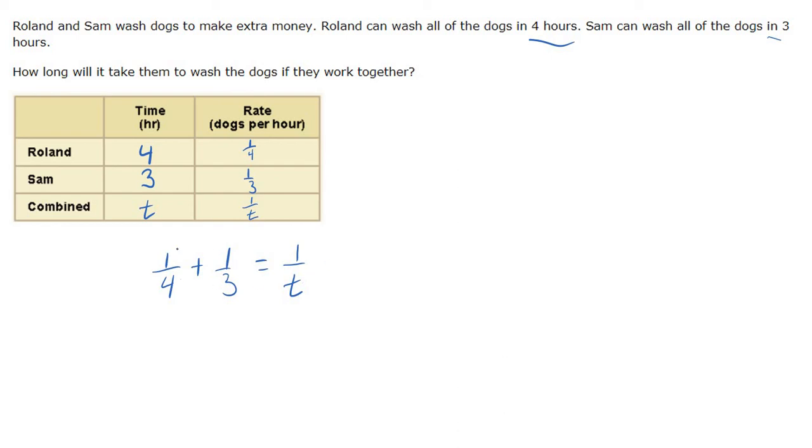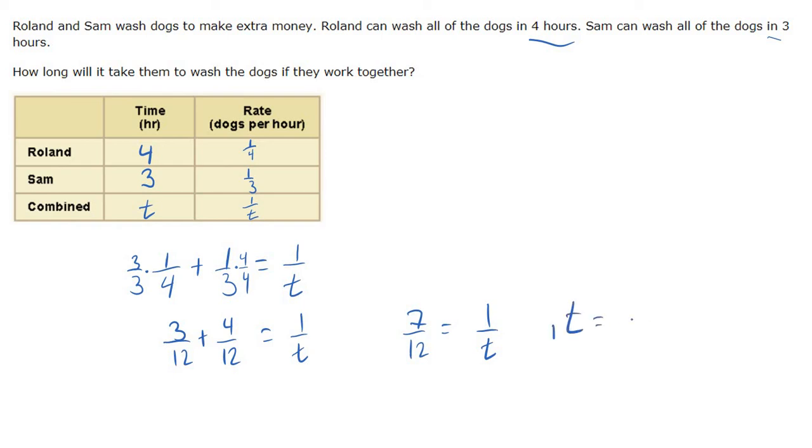Hey, we've got a little equation. Let's combine these. If I make a common denominator of 12, right, I do 3/3 and 4/4. So I get 3/12 plus 4/12 equals 1 over t. So 7/12 equals 1 over t. Now you can just flip them, or you can cross multiply if you want. So t would equal 12/7 of an hour. And again, you could write that as a decimal if you wanted, but about 12/7 of an hour. Okay?